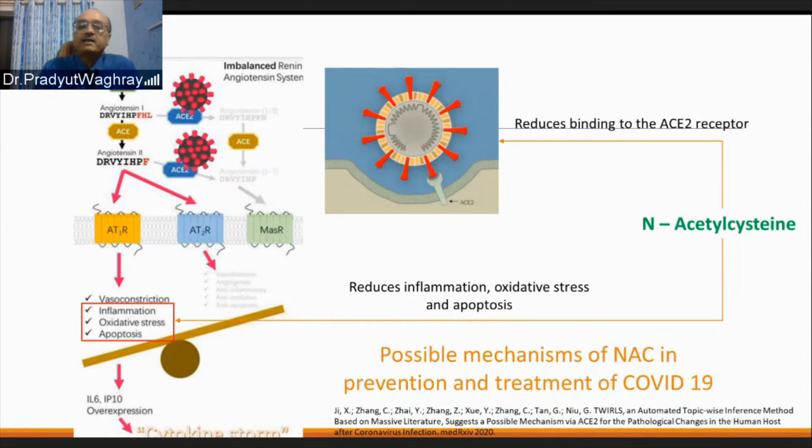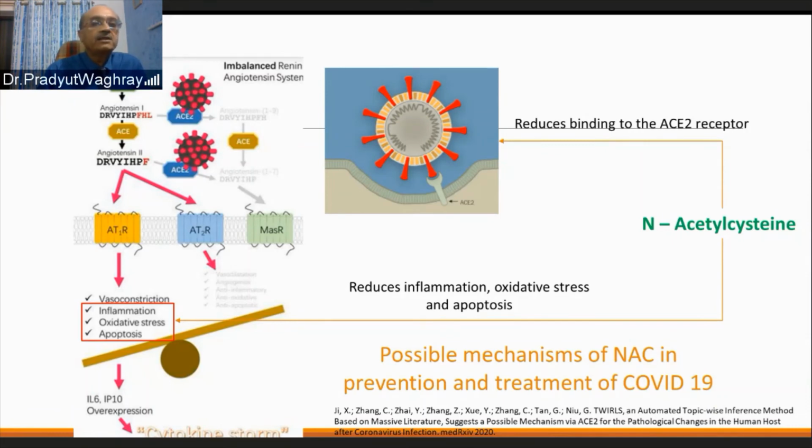So the possible mechanisms of NAC in prevention and treatment of COVID-19. First, we have seen that N-acetylcysteine reduces the binding of the spike protein of the COVID virus to the ACE2 receptors by its disulfide bond action and the production of thiol group. Number one. Number two, this N-acetylcysteine also is known to reduce the inflammation, oxidative stress, and apoptosis caused by the imbalance in the renin-angiotensin system resulting from the binding of the spike protein to the ACE2 receptors.